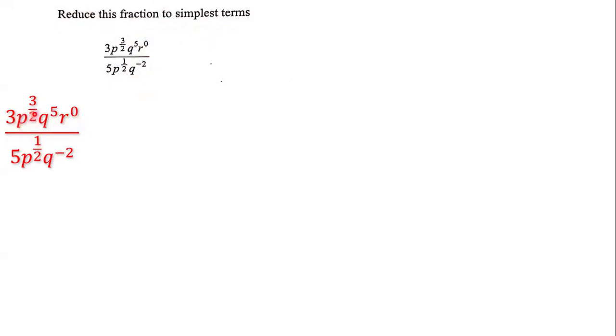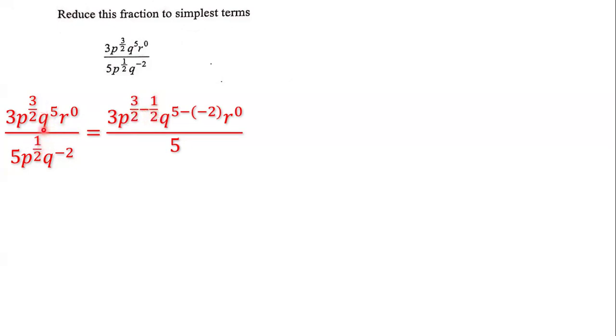Notice that we are going to deal with the p's, and so we have p to the power of 3 over 2 and p to the power of 1 over 2. These two terms have the same base. Now, whenever you're dealing with two terms that have the same base and you're dividing them, so we have p to the power of 3 over 2 divided by, that's what the fraction bar means, divided by p to the power of 1 over 2, you have to subtract the powers. So this is going to be equal to p to the power of 3 over 2 minus 1 over 2, because we have to subtract the powers.